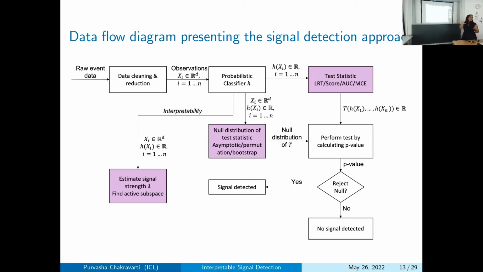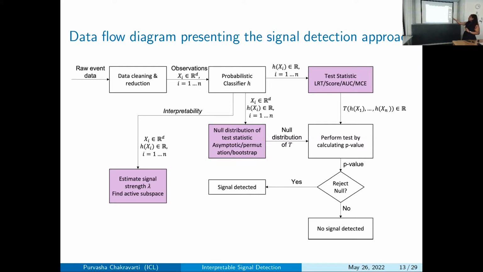So in our case, the experiments that I'll show you, the data is 15-dimensional. And that's generally the dimensionality of the problem after the data cleaning process. It's about 15 to 20-dimensional data. So you have this data, which you fit the probabilistic classifier to. And then with the classifier, on one side, you create the test statistic. I haven't told you about the score test statistic because that's part of the model dependent methods, so I'll not go there. But we have the LRT, the AUC, and the MCE.